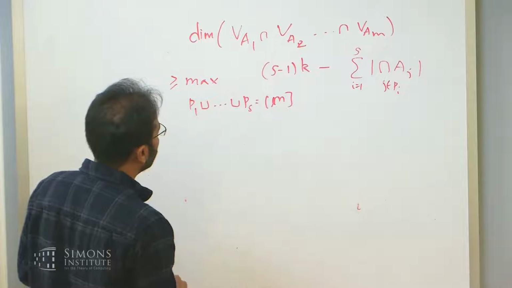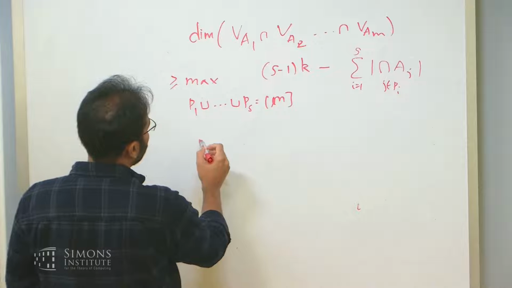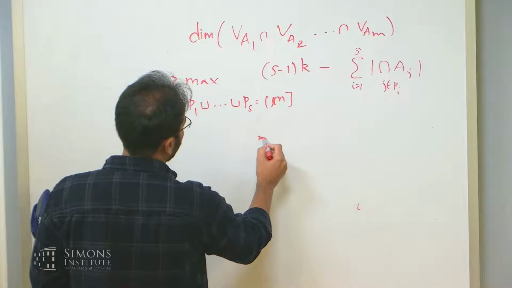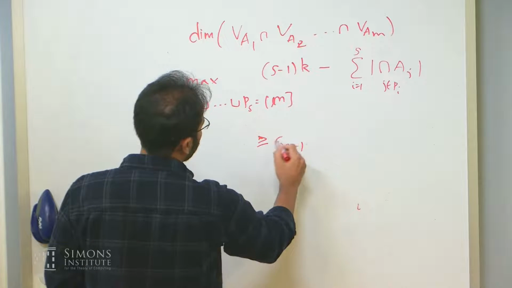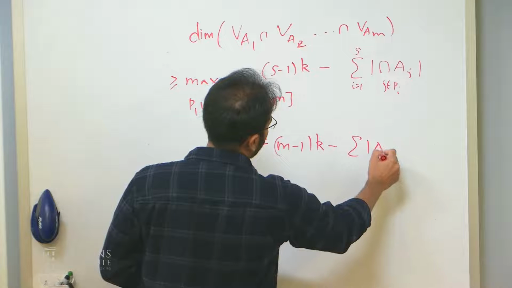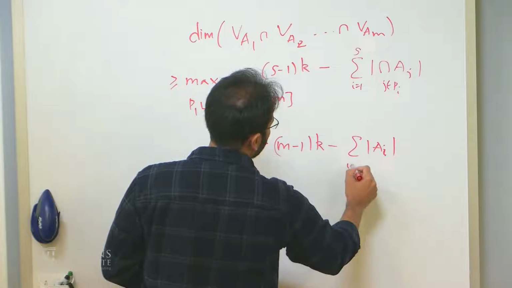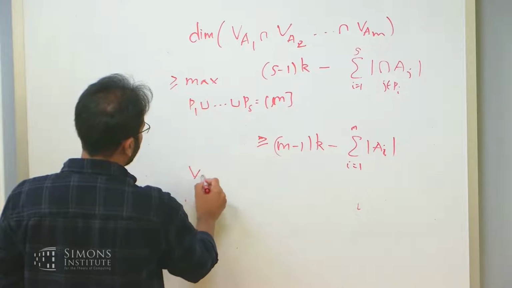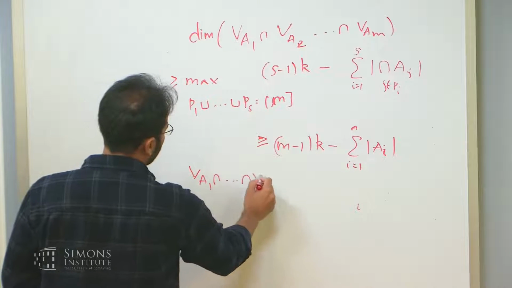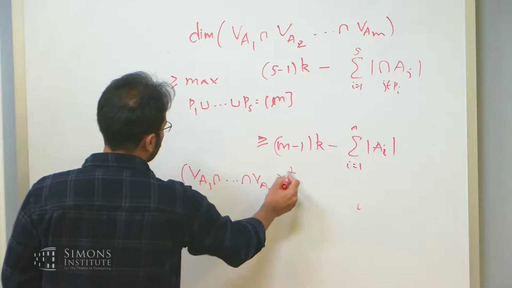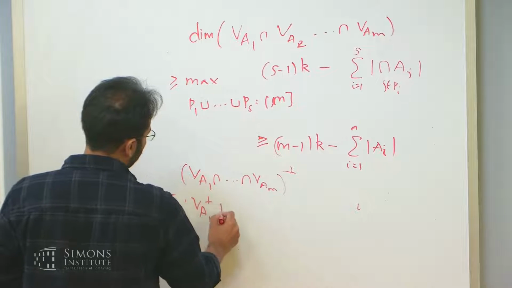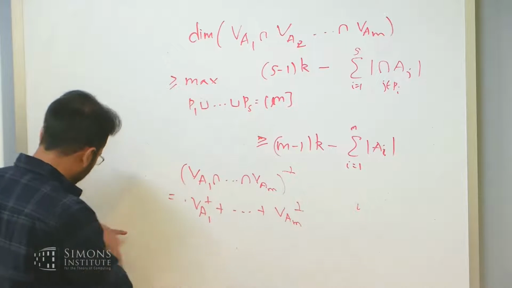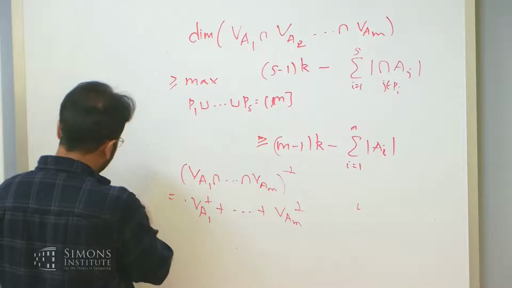Why is this a lower bound? The reason is, let's first understand if everything is a different part. That means the dimension should be at least M minus 1 times K minus the sum of the sizes of these sets. Why is this true? This just follows from this duality. If I look at the dual of this, it's exactly the sum, and each of them has a size.